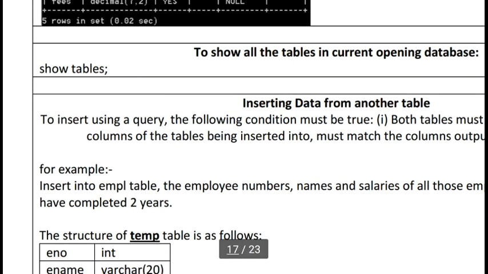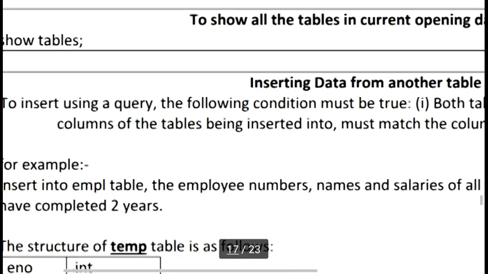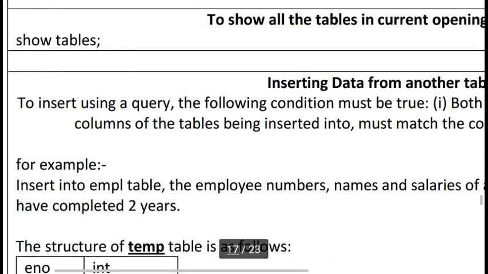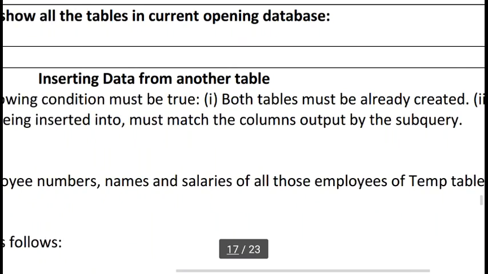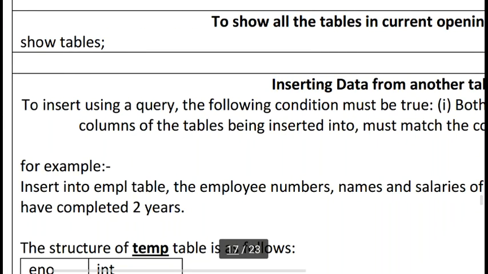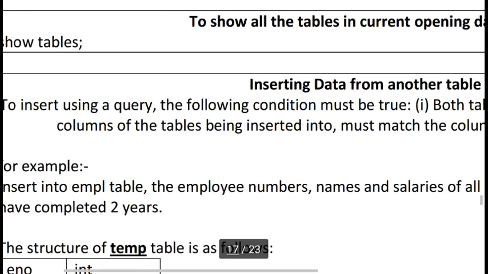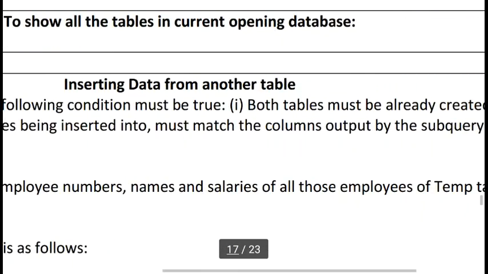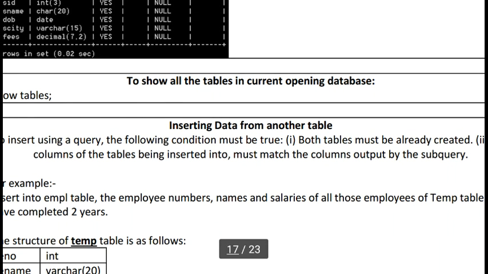Here is something new: insert data from another table. Suppose we have already created a table, and in this table some records are available and I want to copy these records into a new table. So it is possible. To insert using a query, the following conditions must be true. Both tables must have already been created. The columns of the table being inserted into must match the columns output by the subquery. So these are the conditions for inserting data from another table.